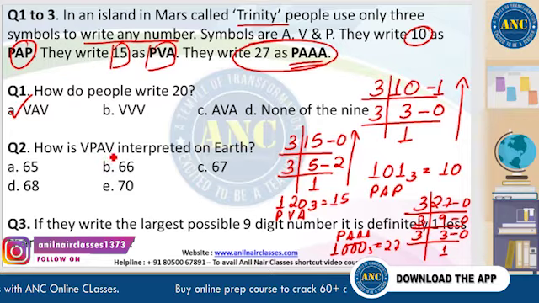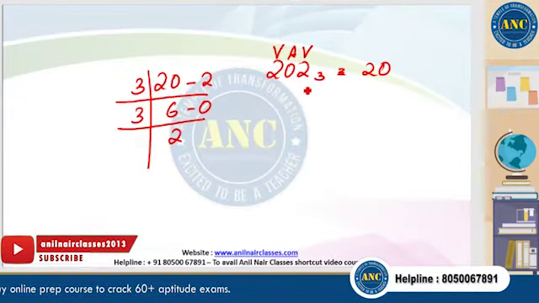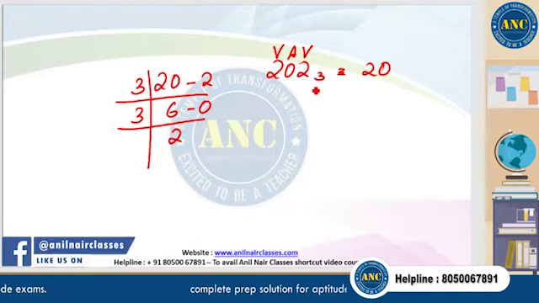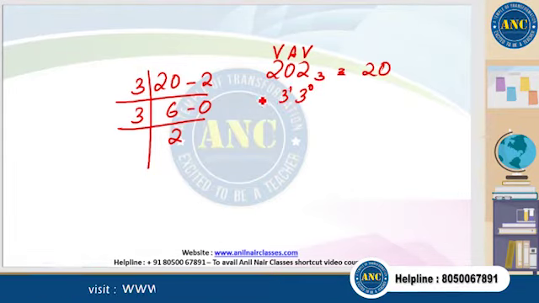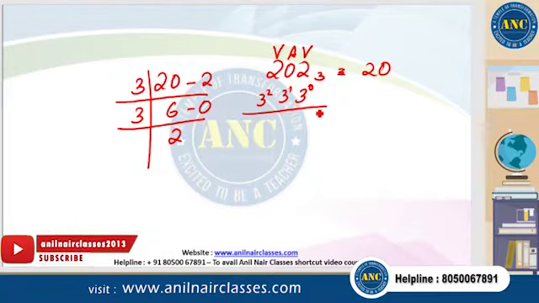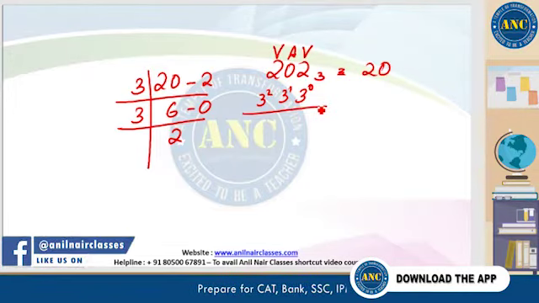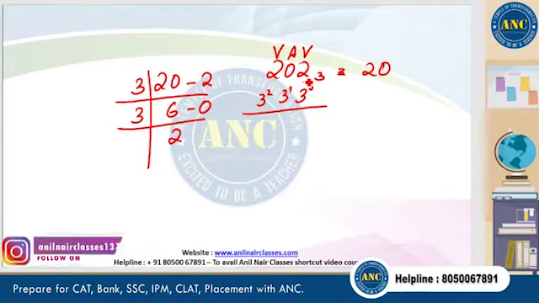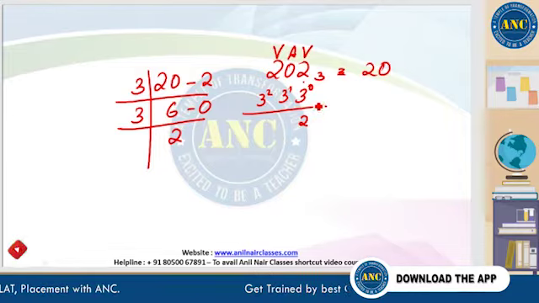So how do we read VAV on Earth? Now that's the reverse, right? If I look at this number, how do we change from some base to the system called decimal, the system that we follow? We're going to multiply with powers of 3. For example, in binary, we normally multiply with powers of 2. Here, of course, we multiply with powers of 3 instead of powers of 2. So 3 power 0 into 2, that makes it 2.